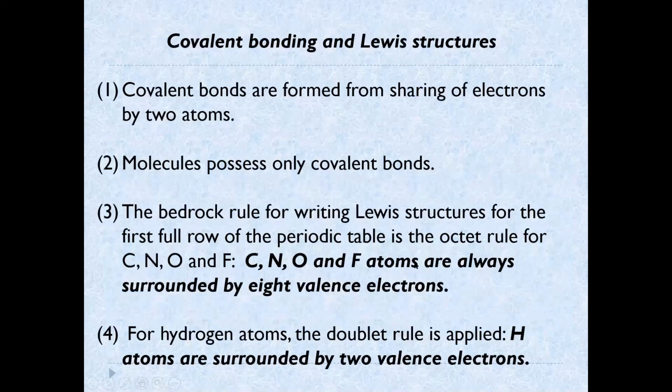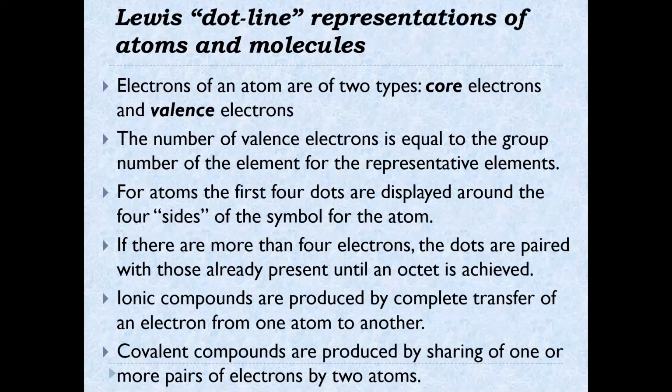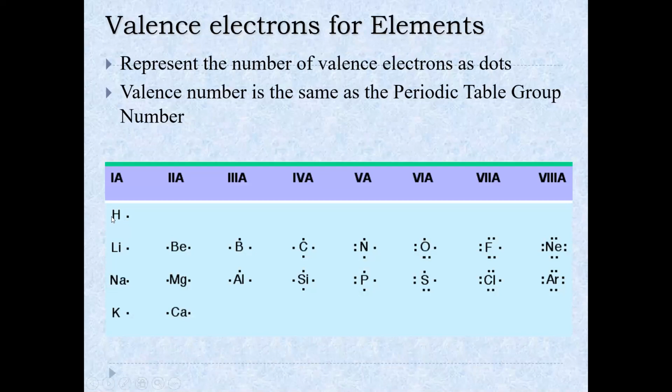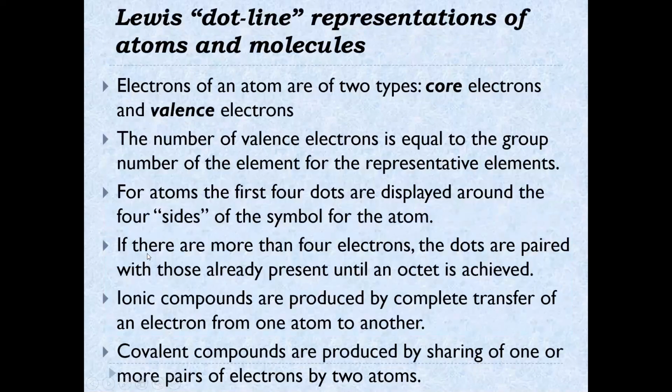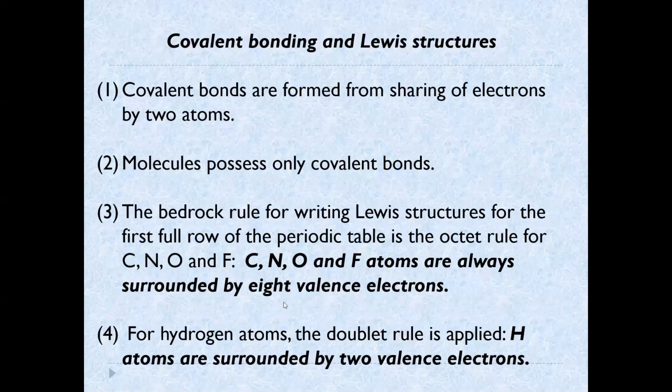We use that, but hydrogen cannot form an octet. Hydrogen can only form a duplet. You can't make hydrogen 8; hydrogen can only be 2, the same as lithium. So for hydrogen atoms, the duplet rule is applied. Hydrogen atoms are usually surrounded by 2 valence electrons, while your carbon, nitrogen, oxygen, fluorine will be surrounded by 8 valence electrons.